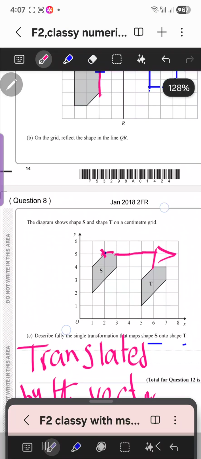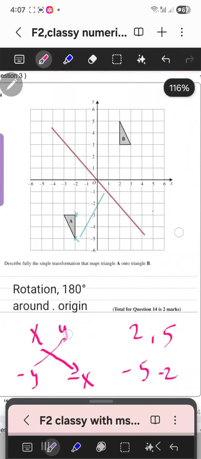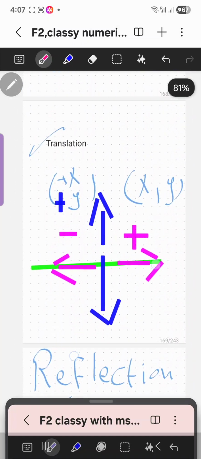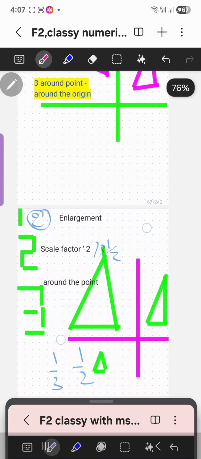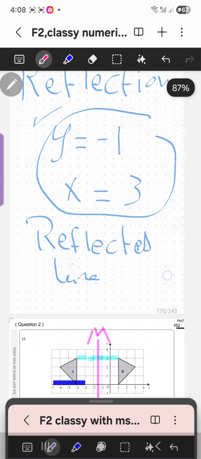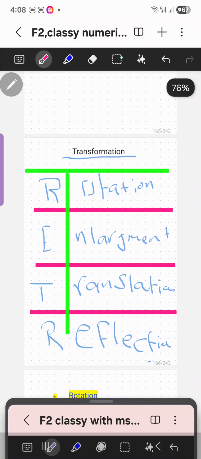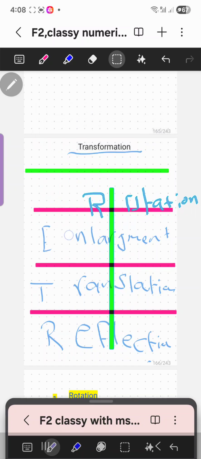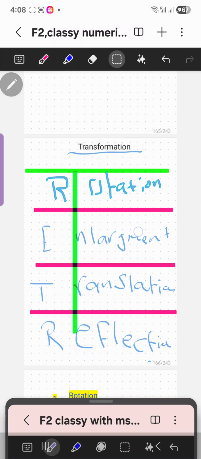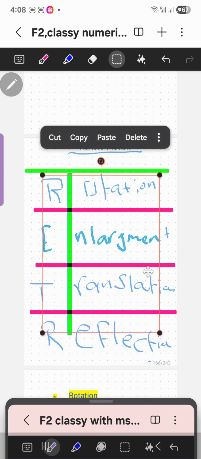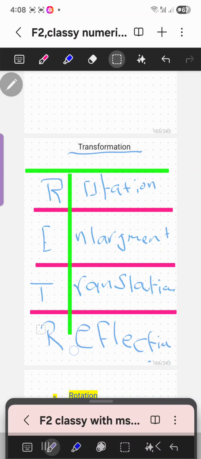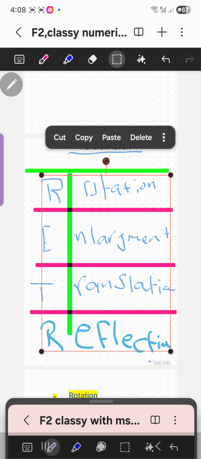I wish you get all the transformations, because it is mostly common in all boards. Again, the transformation has 4 main parts. We have rotation, we have enlargement, and we have translation and reflection, and we gave examples for all of them.